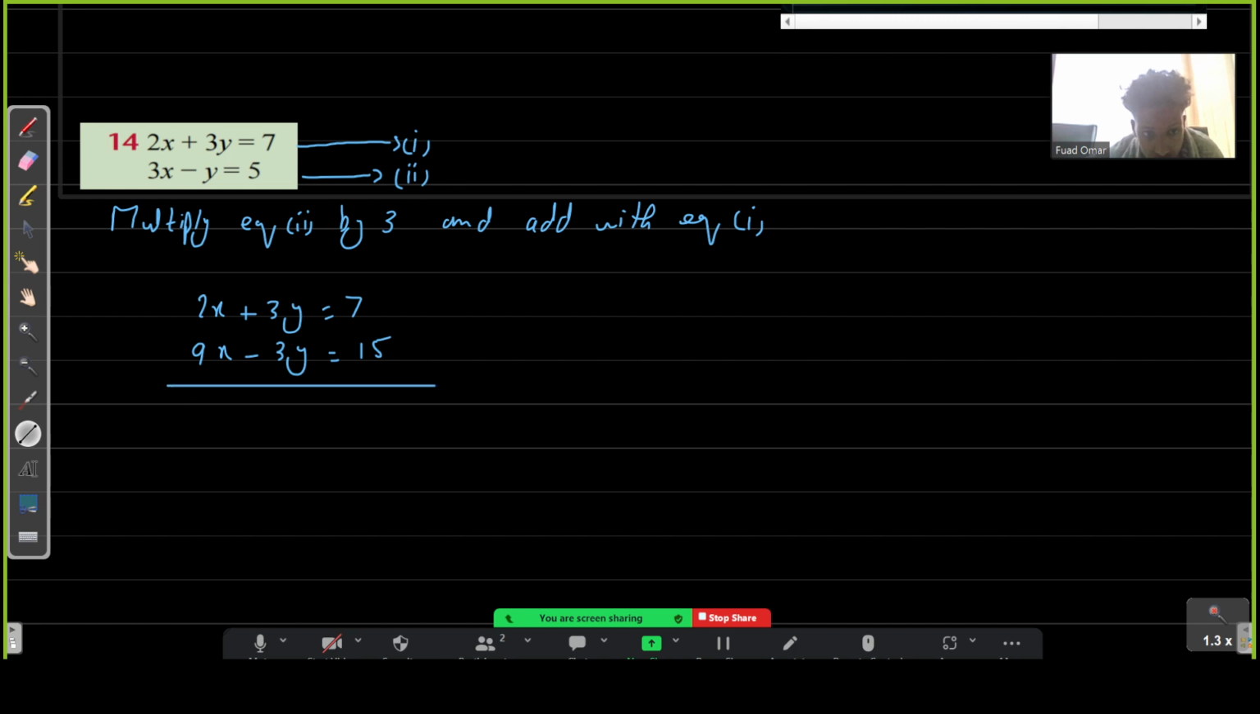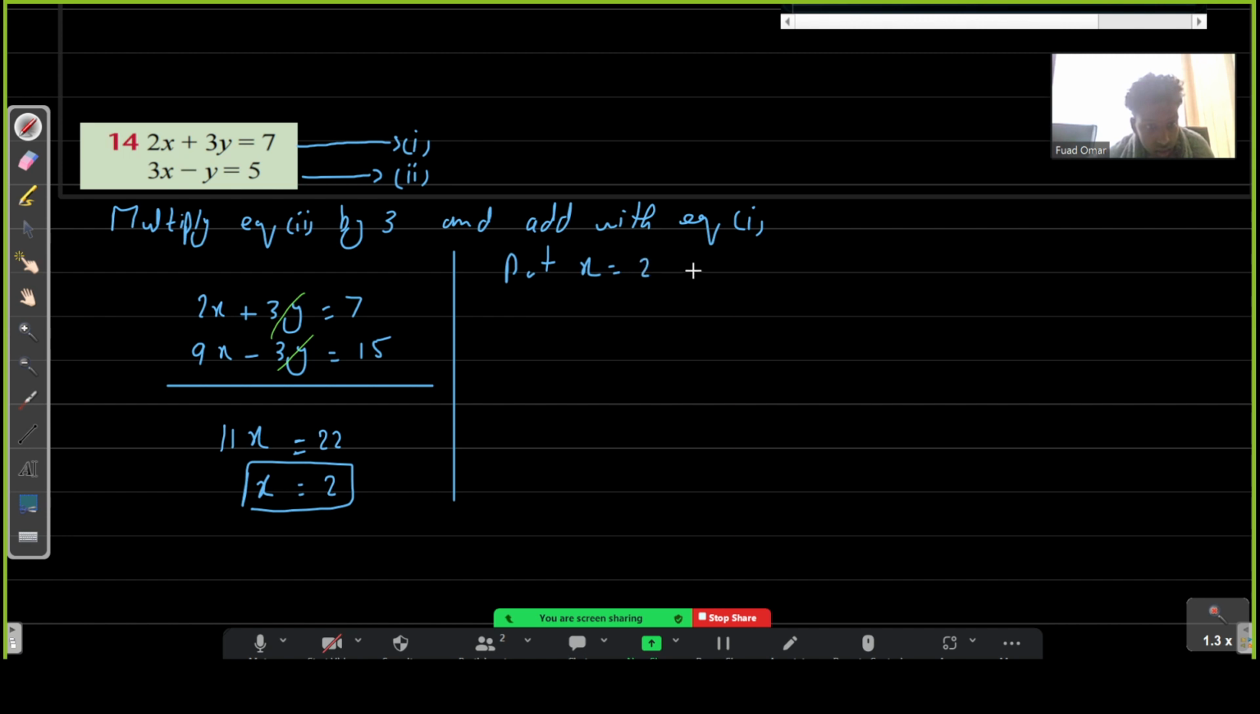And we're gonna add both of them. By adding both of them, 3y will be cancelled out. 9 plus 2 is 11x, and 15 plus 7 is 22. So x is equal to 2. So now we can put x is equal to 2 in any of the above equations. So I'm gonna use equation number 2. Put x is equal to 2 in equation number 2.